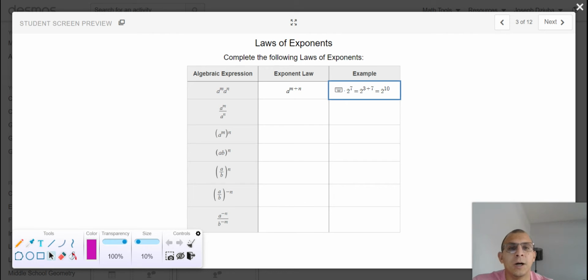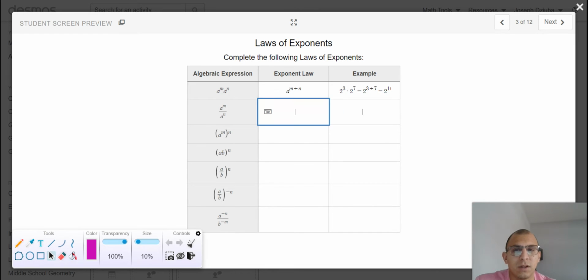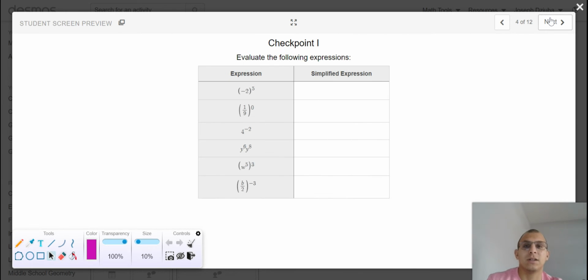You do not have to be that thorough in your examples. Just this first piece of evidence, 2 to the third times 2 to the seventh, and that's equivalent to 2 to the 10th. So show me what you remember. Let's find out what you don't, and we can have a conversation about it tomorrow.